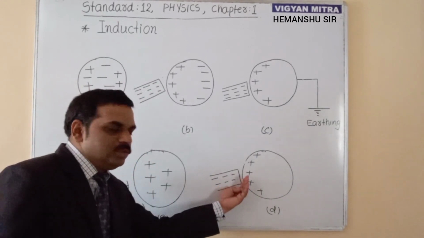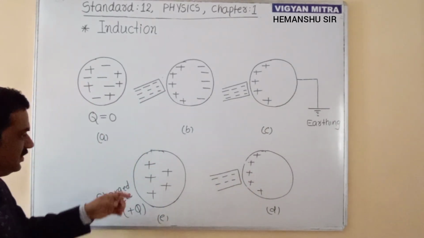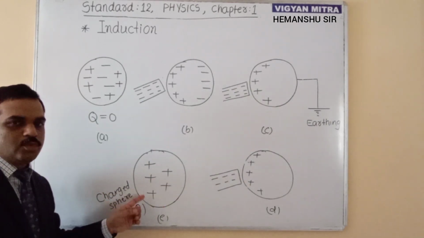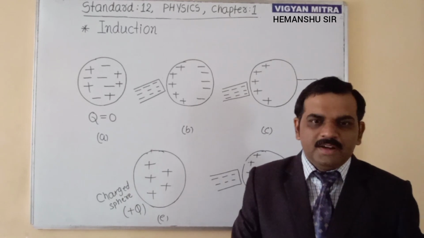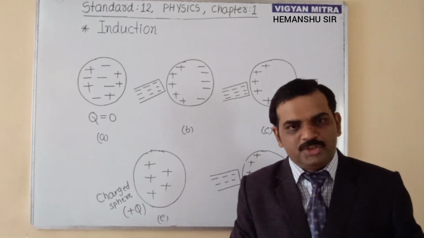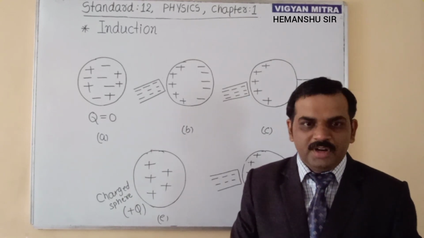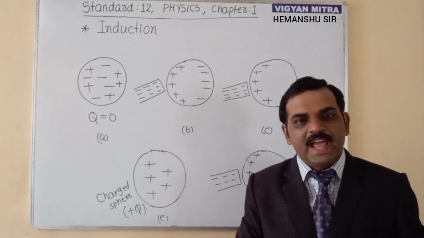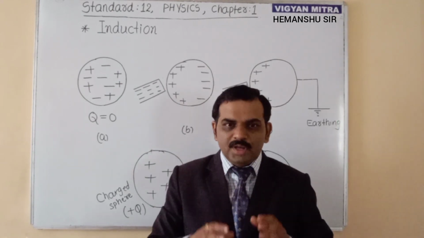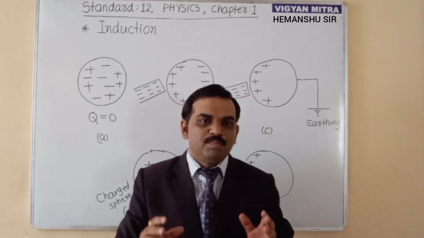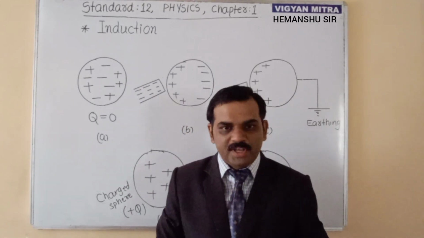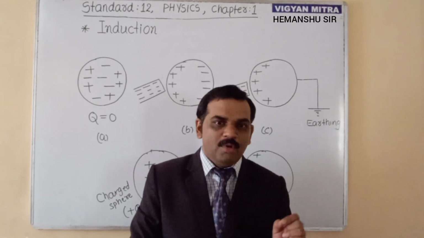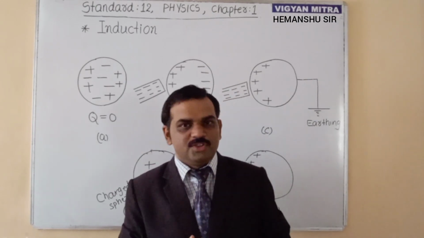Now, if we remove this negatively charged rod, then the positive charge is distributed uniformly over the sphere. In this experiment, the metal sphere gets charged by the process of induction and the rod does not lose any of its charge. Thus, induction is a process by which a charged body can be used to create other charged bodies without touching them or losing any of its own charge.